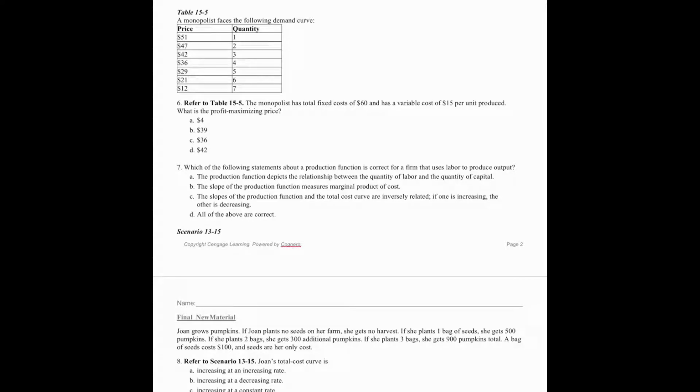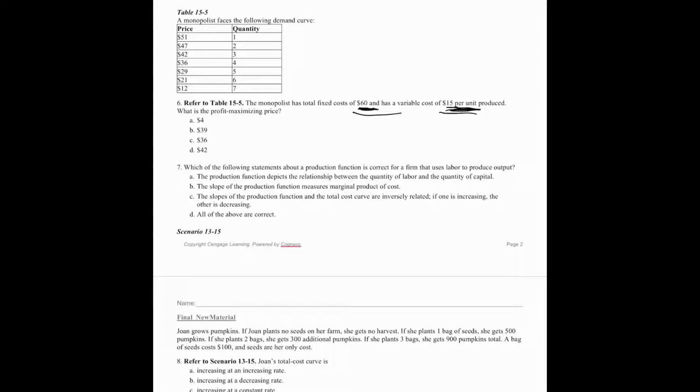Question 6. The monopolist has total fixed costs of 60 and a variable cost of 15 per unit. What is the profit maximizing price? So again, here we've got price times quantity, we have total fixed costs, and then we have variable costs. Well, since our total fixed costs are always 60, what is the marginal cost of producing one more unit? Well, here we're told our variable cost is 15 per unit produced.